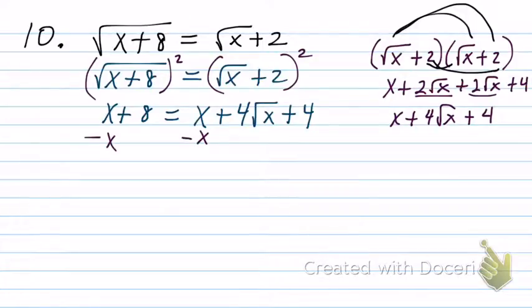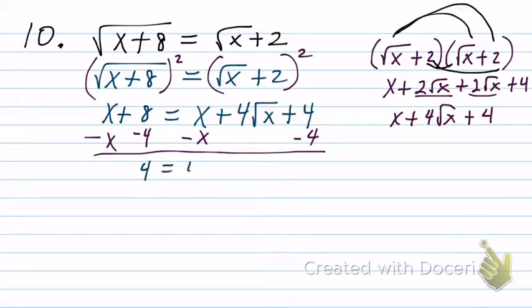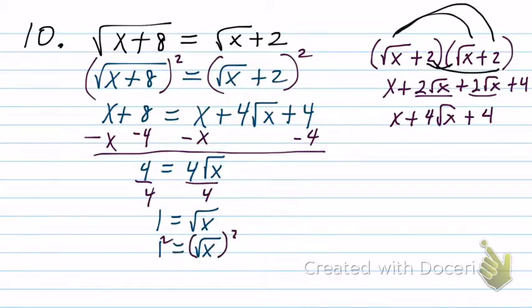So let's go ahead and subtract x on both sides. That's going to work out nice. And we want to get that radical by itself, so let's also get rid of the 4 there. We get 4 equals 4 square roots of x. Again, the radical is not by itself, so let's divide by 4. We get 1 equals the square root of x. And so you get x equals 1 when you square both sides. And if you check that, you'll see that it does work.